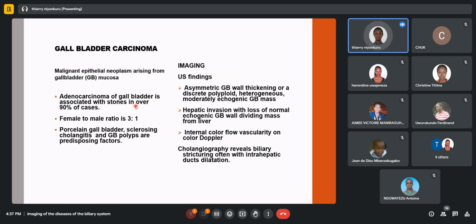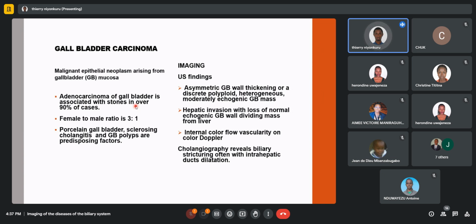There is gallbladder carcinoma, which is a malignant epithelial neoplasm arising from the gallbladder mucosa. It is associated in 90% with gallstones. It has a female predominance, and it is usually caused by some inflammatory diseases that predispose to gallbladder carcinoma, which include porcelain gallbladder, sclerosing cholangitis, and gallbladder polyp as some predisposing factors.